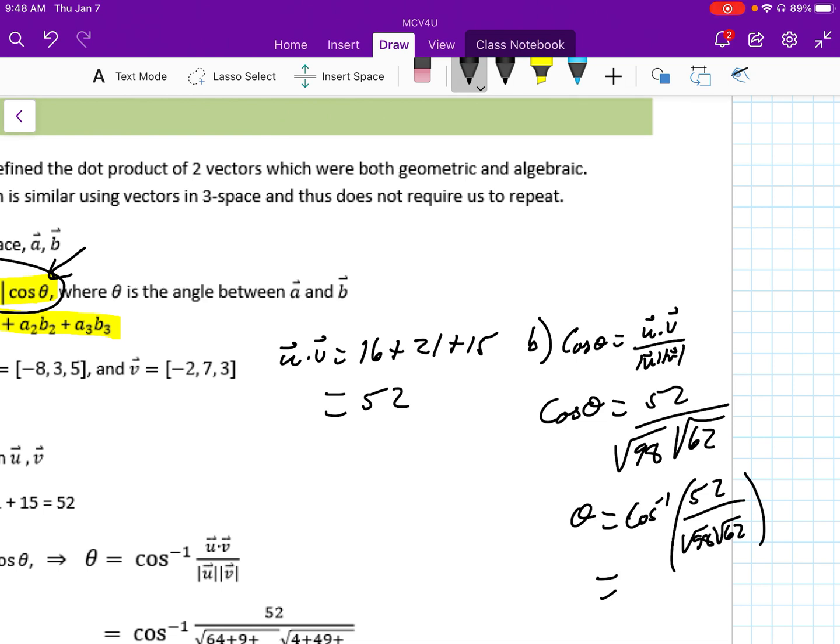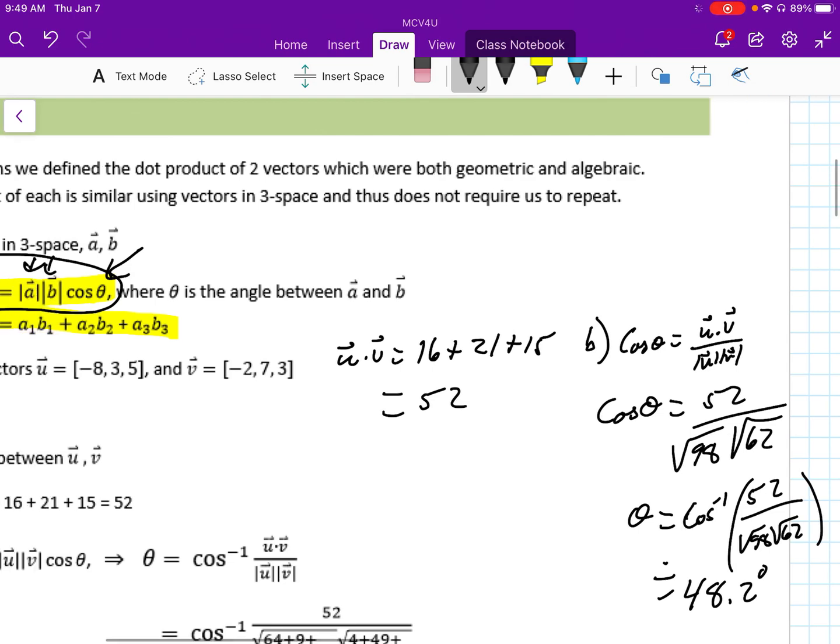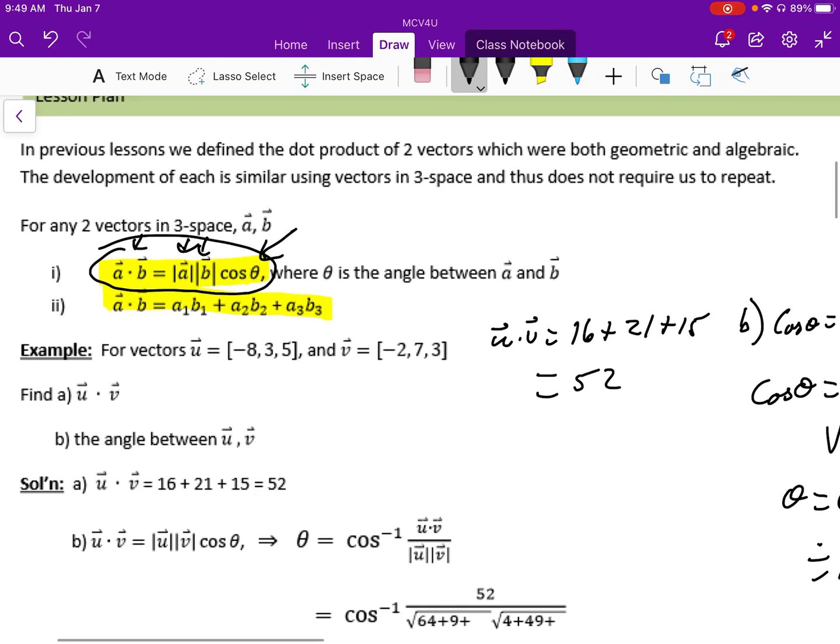Let's take a look at what that is. We have the cos inverse of 52 divided by the square root of 98 times the square root of 62. Make sure I got enough brackets in there. And it looks like the angle is approximately 58.2 degrees. So that is basically straightforward if we did all of our algebra correctly. We have what our dot product is, and we can find the angle between the vectors.